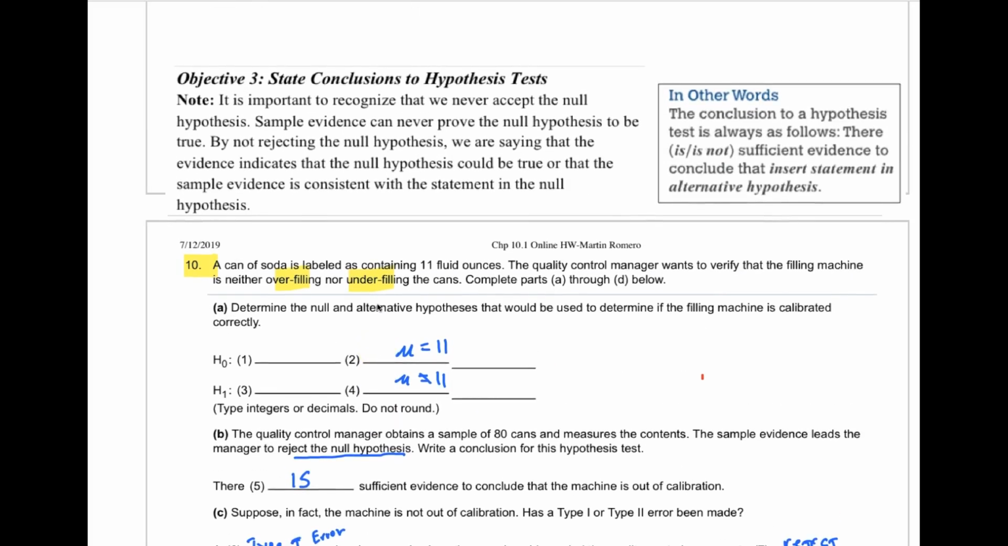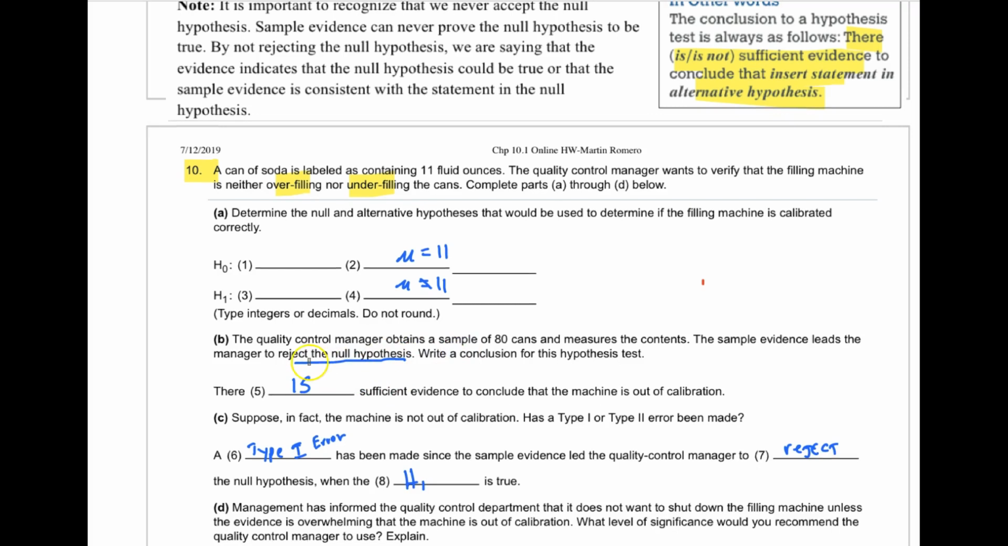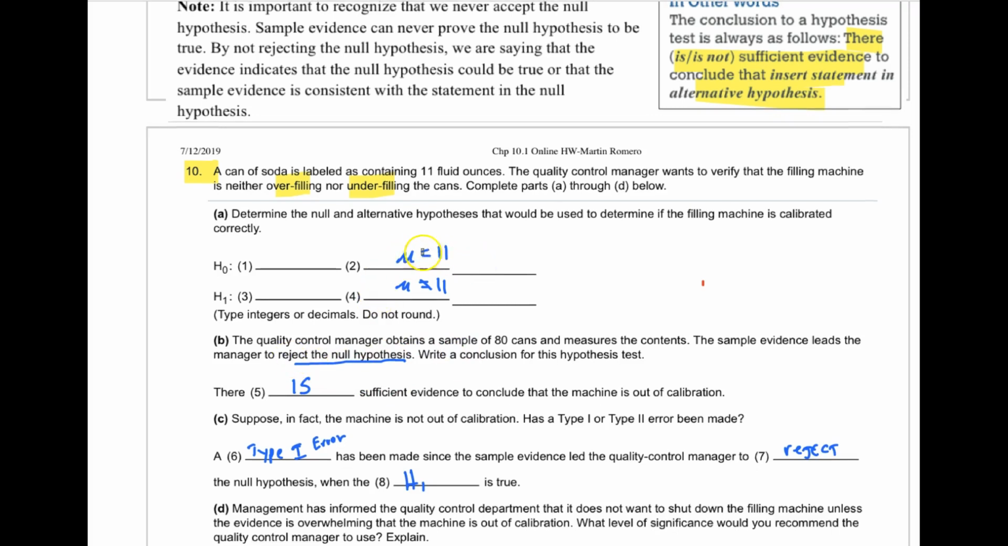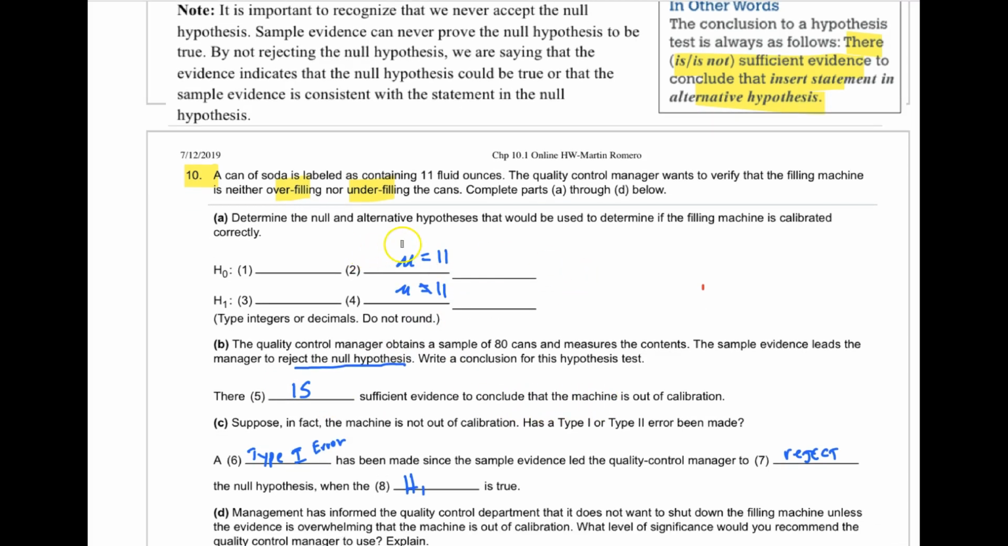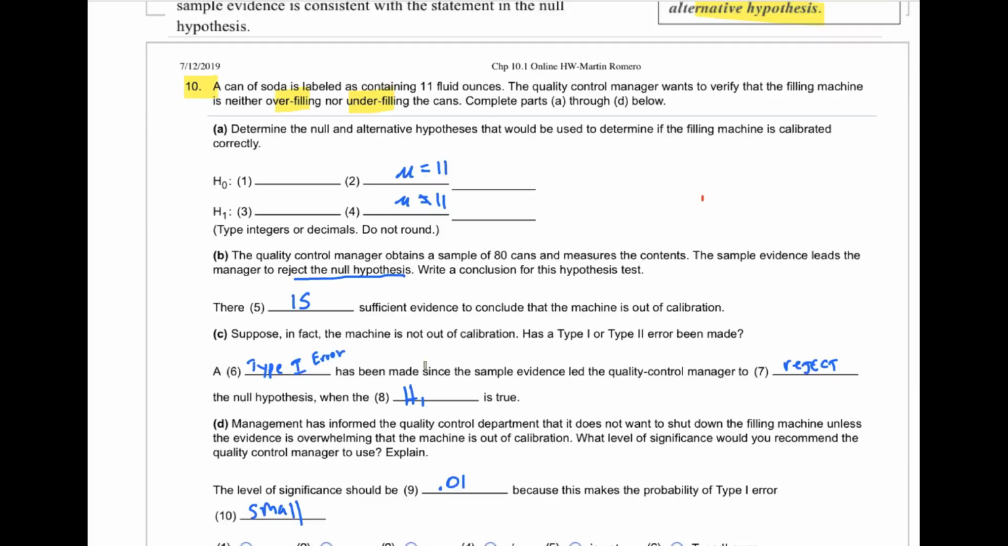In this case, what we need to remember, for any hypothesis test, we always state the conclusion, this is from notes over here, in this way: there is or is not sufficient evidence to support, and then you're always talking about the alternative hypothesis. Since we are rejecting the null hypothesis, we say there is sample evidence that the machine is under or overfilling. It's not equal to 11.